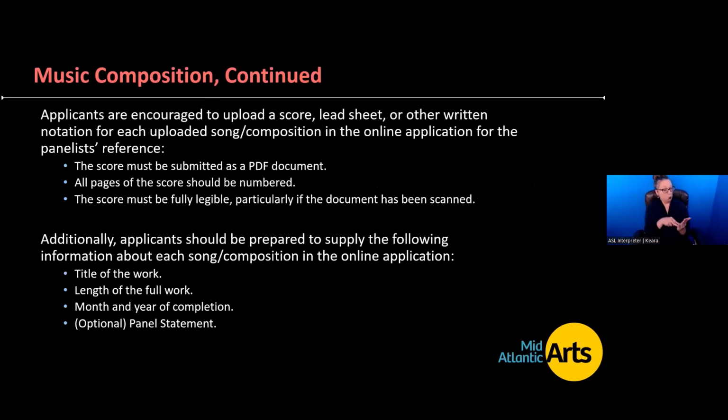Additionally, applicants should be prepared to supply the following information about each song or composition in the online application: title of the work, length of the work, the month and year the work was completed. Applicants who wish to include interpretation of the work or information about their creative process have the option to submit a panel statement.